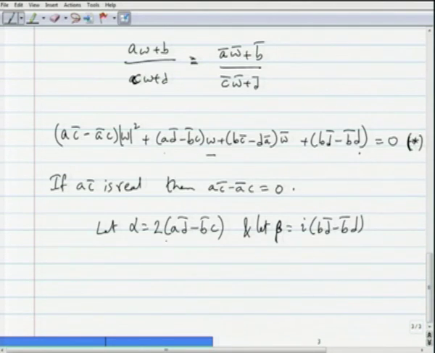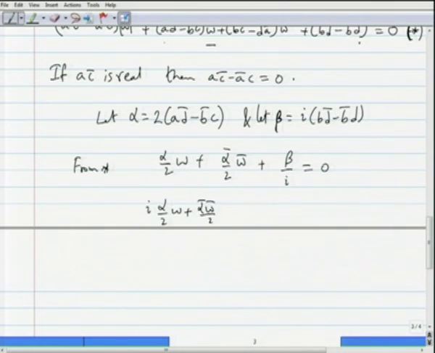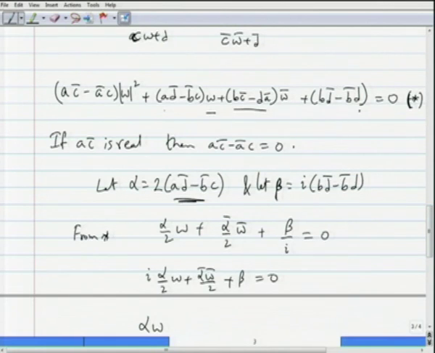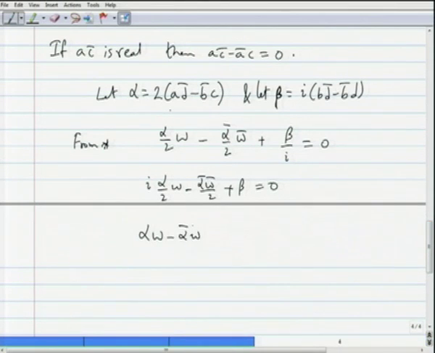So, by substituting alpha and beta like this, what we get is alpha by 2 W plus alpha bar W bar by 2 plus beta divided by I is equal to 0. Then I will multiply by I. Apologize, this should be a minus. This is B C bar minus D A bar, which is the minus of this. So this is a minus alpha bar W bar. And then I get alpha W minus alpha bar W bar, multiplied by I by 2, plus beta is equal to 0.